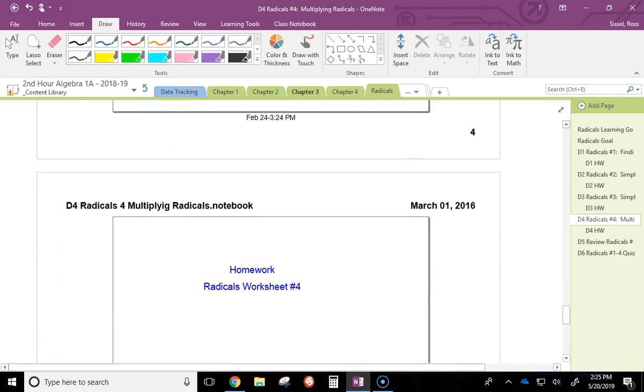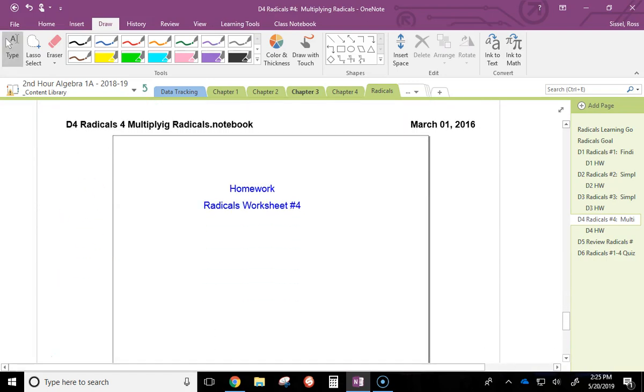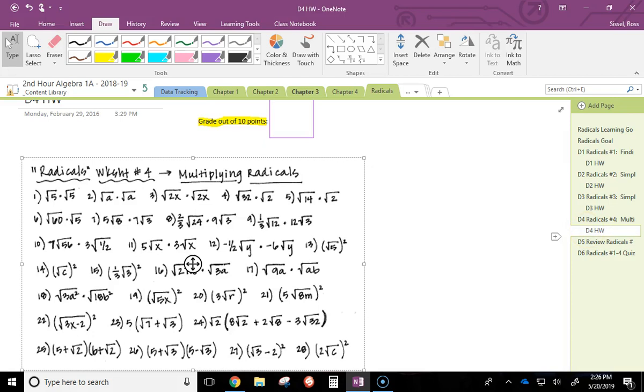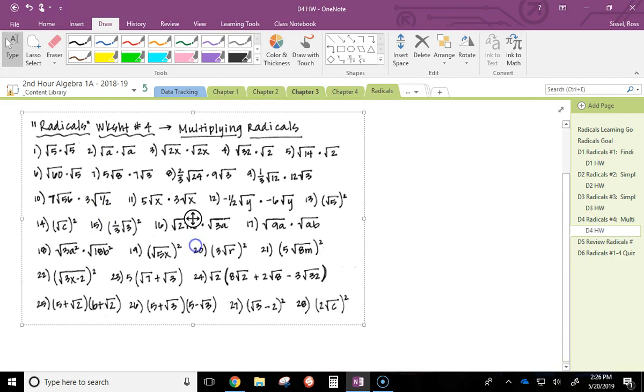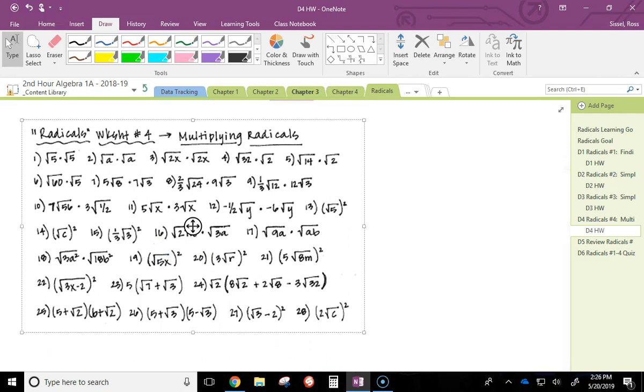So, I would like you to start on your Radicals Worksheet 4. If you have questions, please come and see me. We'll be finishing up with this. This is the last Radicals assignment we're going to do, and then we'll work on our review and test over this. So let's work on 1 through 28 for tomorrow.